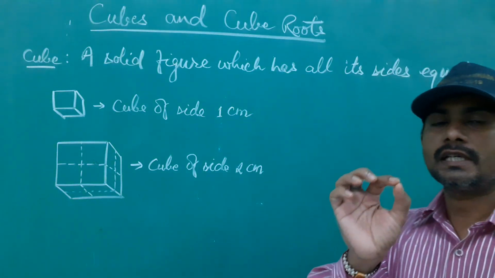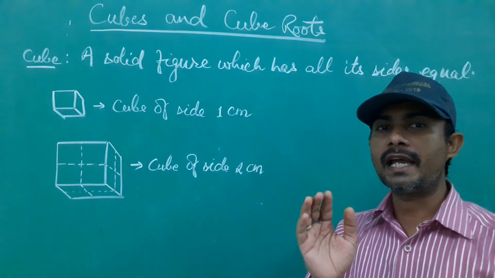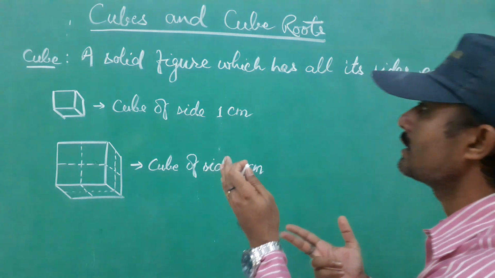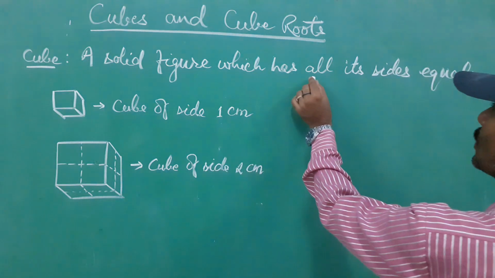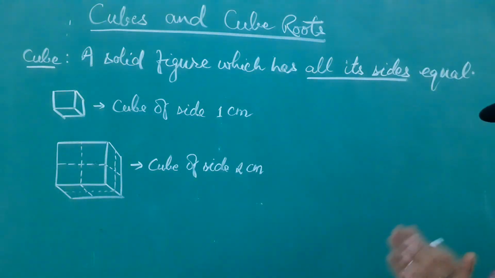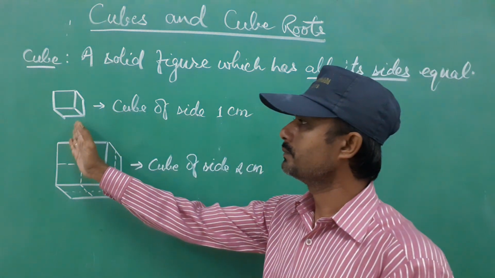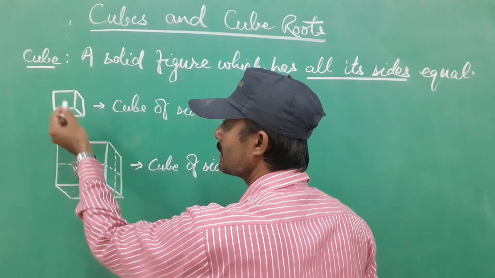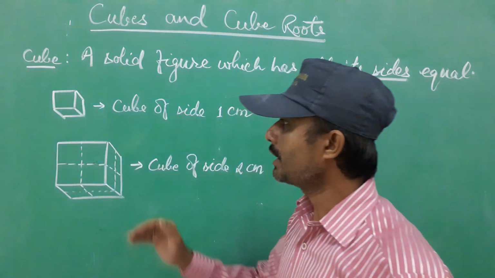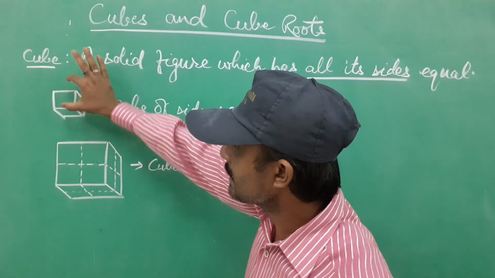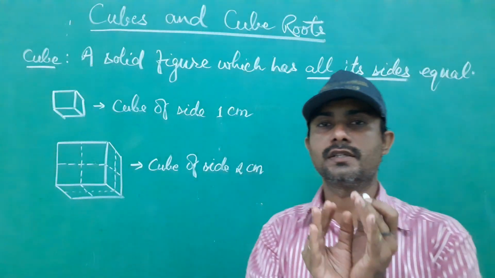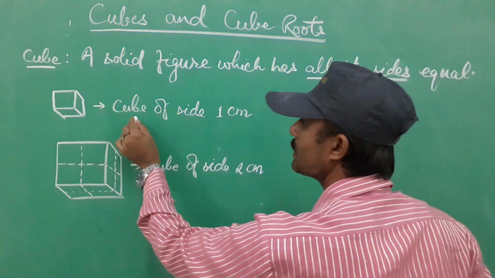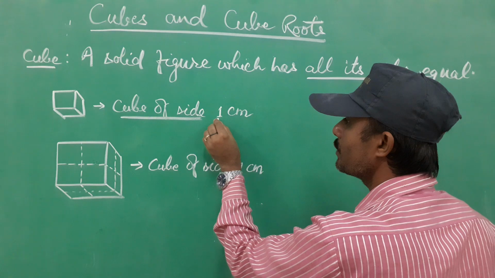In geometry, it is a solid figure having equal length, breadth and height. All its sides are equal. Look at this figure. Equal length, breadth and height. If you are looking at only one surface, this will be treated as a square. And now this is a cube. Here we are using a cube of side 1 centimeter.